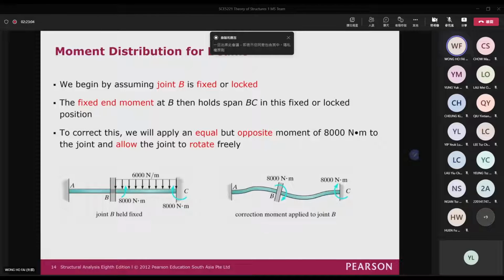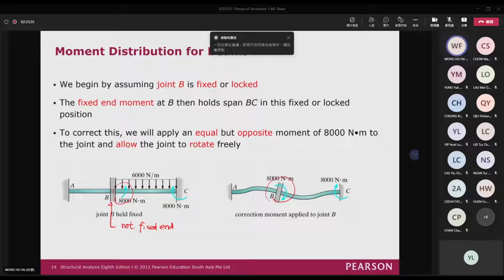However, actually this fixed end moment originally does not exist here, because this support is not actually fixed. We just assume that it is fixed. So in order to correct this, we will apply the 8000 kNm here in order to balance the original negative 8000 here. Because it should not be here.